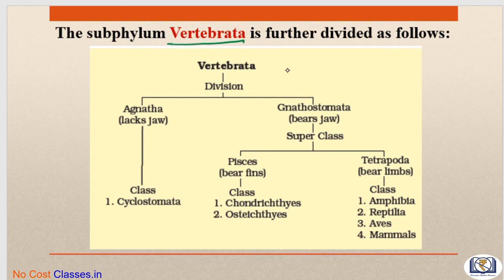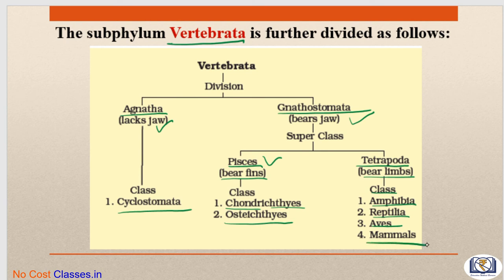Subphylum Vertebrata is further divided into two divisions: Agnatha and Gnathostomata. The jawless, the ones with jaws, they have one class, Cyclostomata. Then Pisces and tetrapods, the ones with fins and the ones with limbs. Now we have two classes in Pisces, Chondrichthyes and Osteichthyes. In tetrapods we have classes Amphibia, Reptilia, Aves and Mammalia.